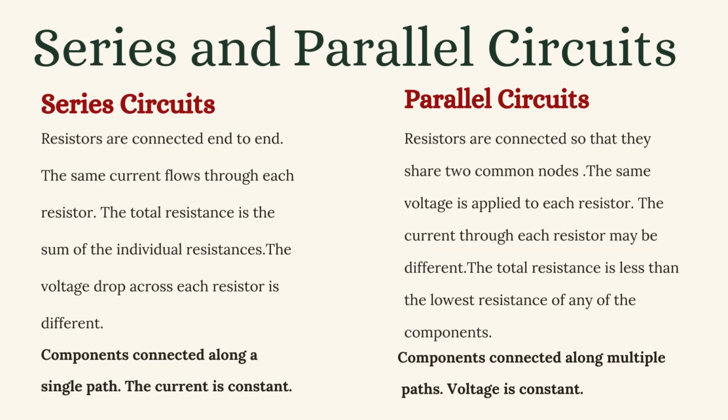The current is constant. In parallel circuits, resistors are connected so that they share two common nodes. The same voltage is applied to each resistor. The current through each resistor may be different. The total resistance is less than the lowest resistance of any of the components.